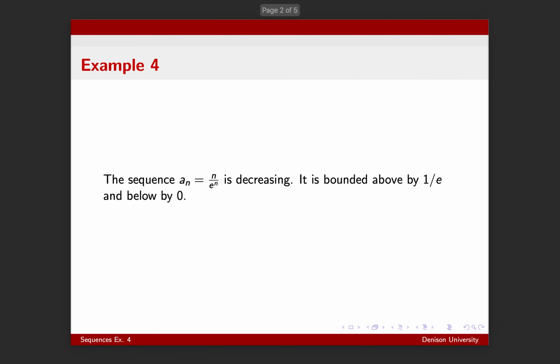This is going to be example number 4, which is the sequence a sub n equals n over e to the n. It is decreasing. It is bounded above by 1 over e and below by 0. So as always, feel free to pause the video, work through your own solution, and I'll reveal my solution once you're done with that.